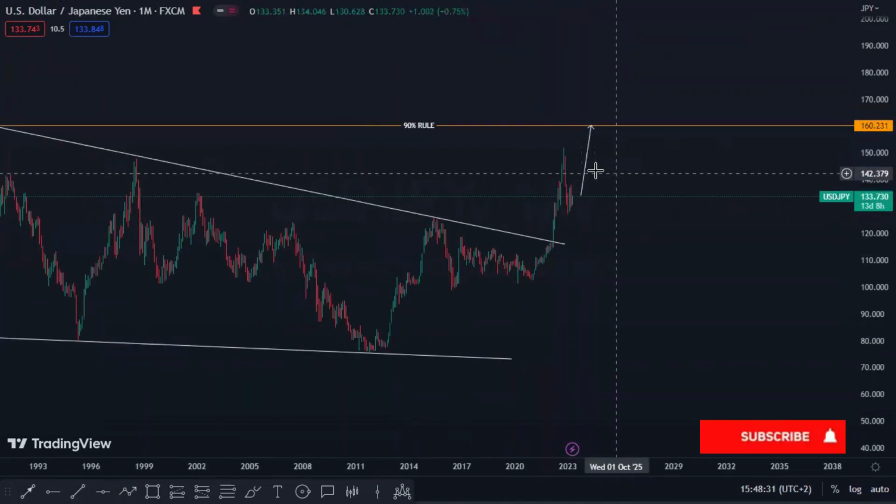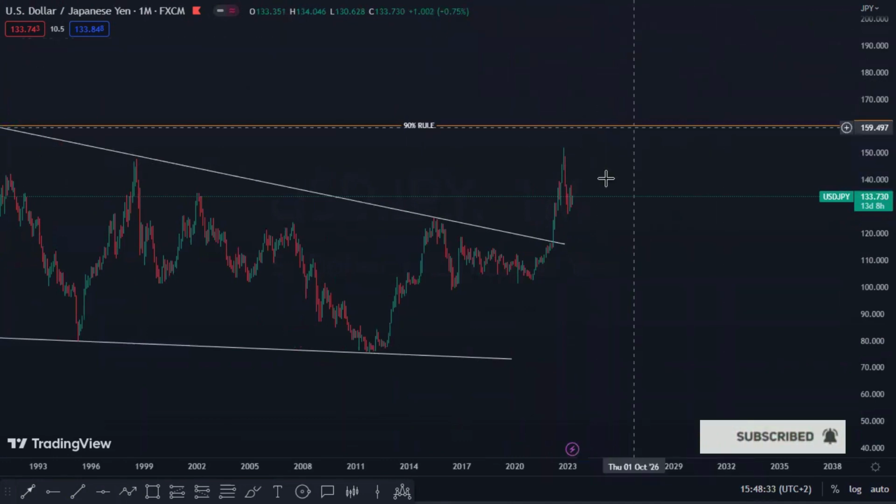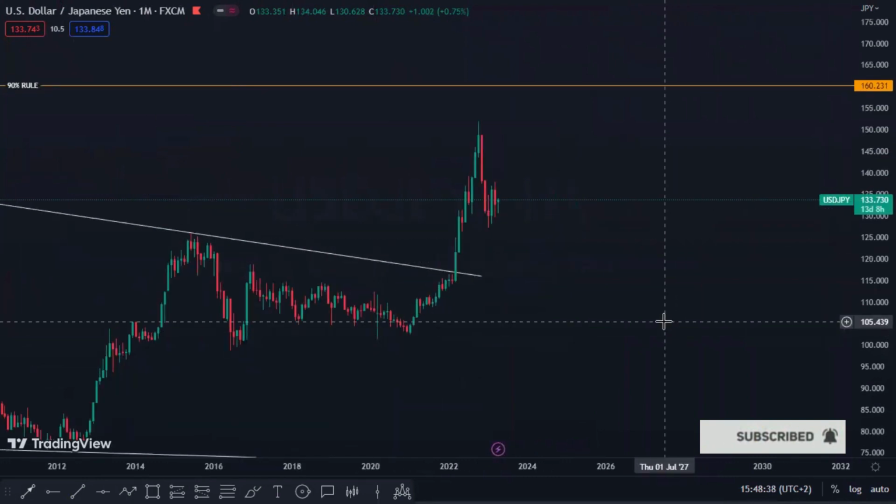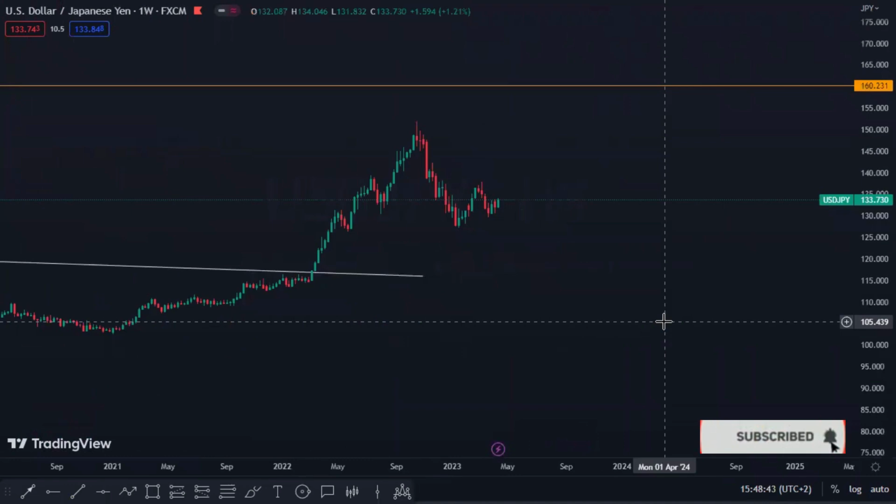However, guys, this is just a monthly time frame. I can't find any entries on a monthly time frame. This is just an overview perspective on how price is looking on higher time frames. So I'm gonna further utilize by dropping on a weekly time frame.